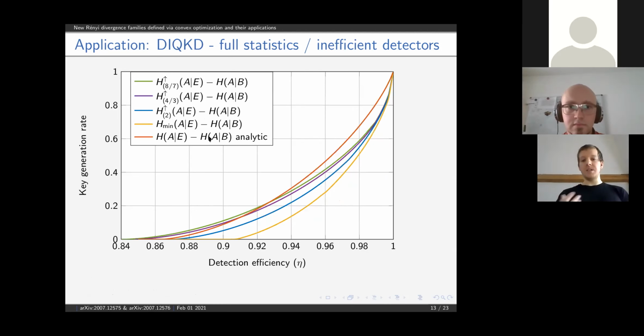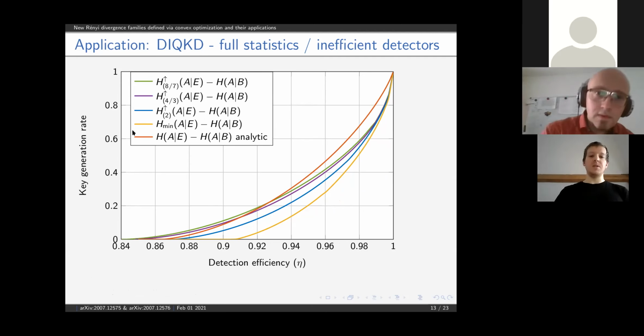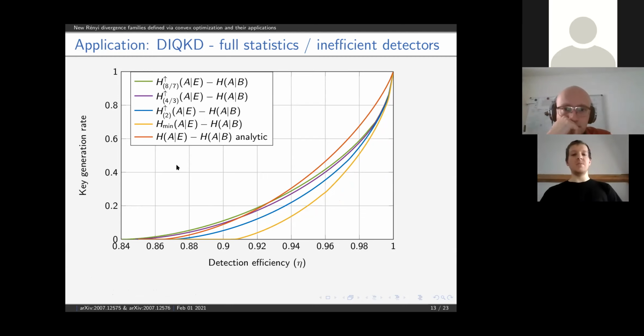For QKD, though, we found some quite nice results. So again, we compared some entropies in our family with the min entropy, and we compared it with this analytical bound for the CHSH game. And for QKD, I think the thing to look at here is exactly where these rate curves cross to 0. Because this tells you the minimal detection efficiency you need in order to actually perform QKD.